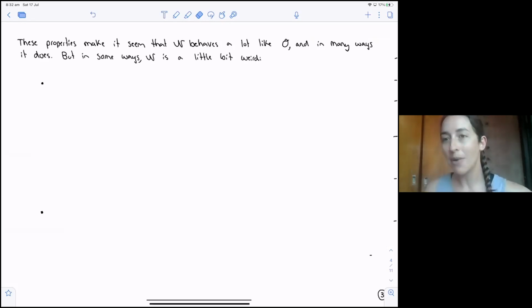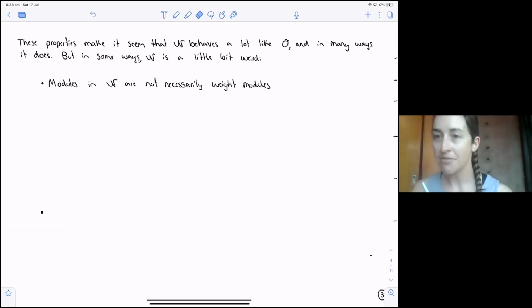But in some ways, N is not the same as category O. So there are some ways where this category gets a little bit strange. And these are actually the topic of this talk today. So this is what I want to talk about, the ways in which N is strange. And the first one is that the modules in N are not necessarily weight modules.